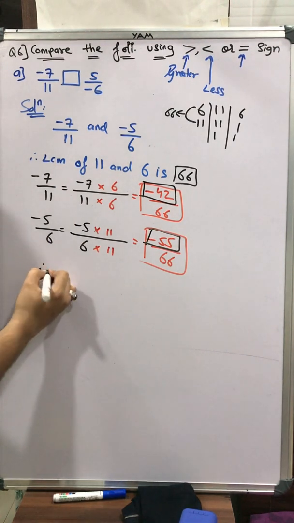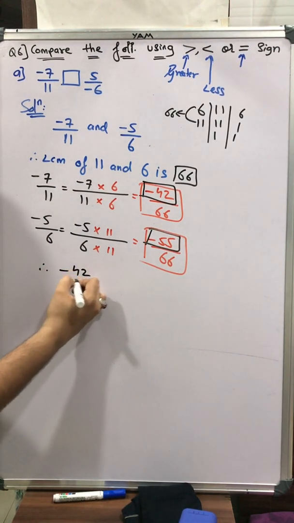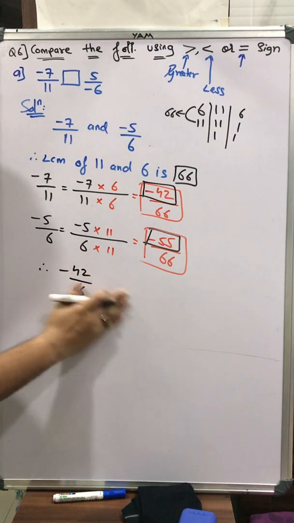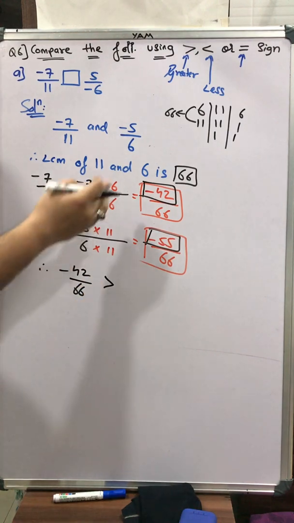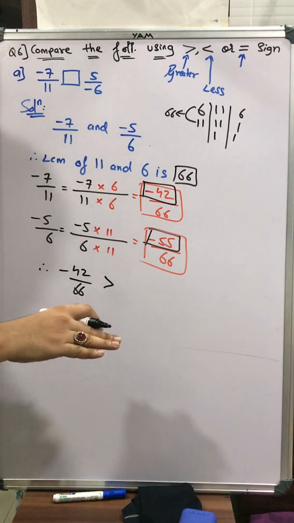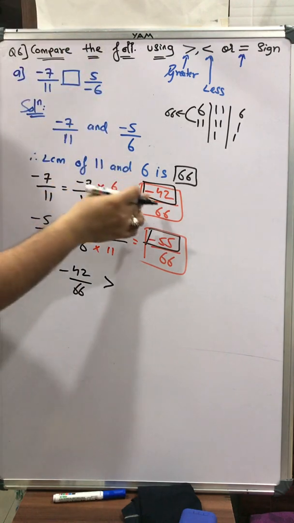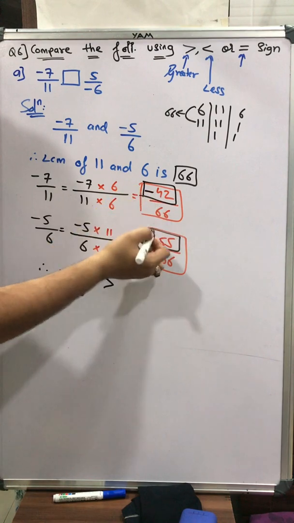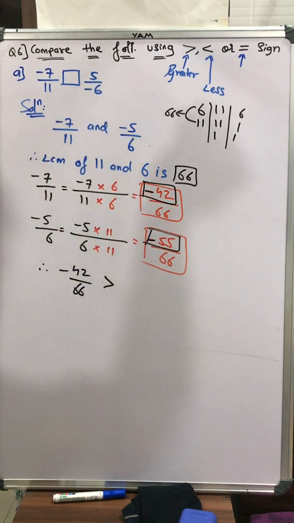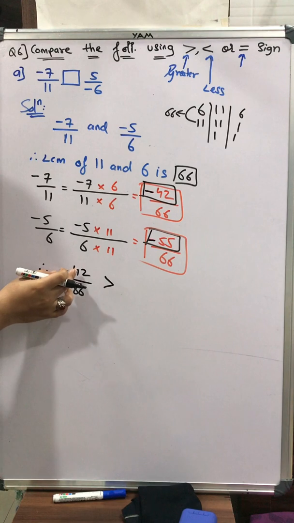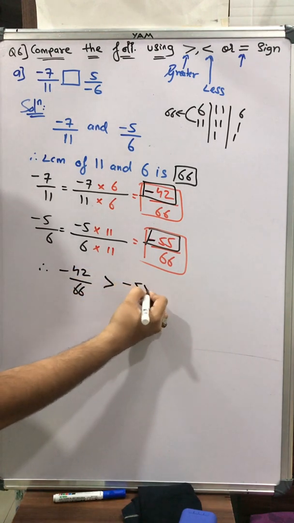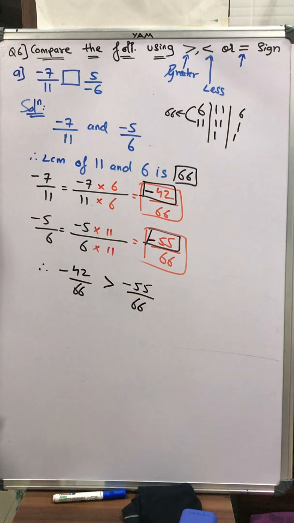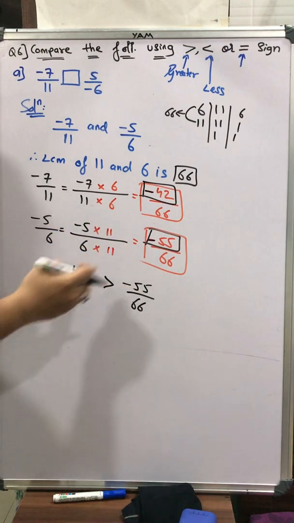Okay, so therefore what I will write, therefore minus 42 upon 66 is greater than, because less the negative number, greater is its value. So don't see that 42 is small and 55 is big. It's minus, there is a minus associated with them. So minus 42 is big as compared to minus 55. So minus 42 is greater than minus 55. And not to worry about denominators, because denominators are same.